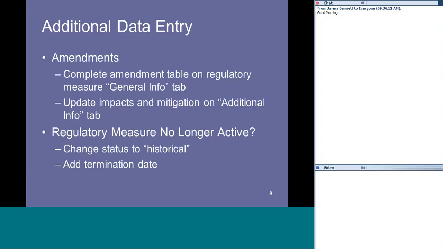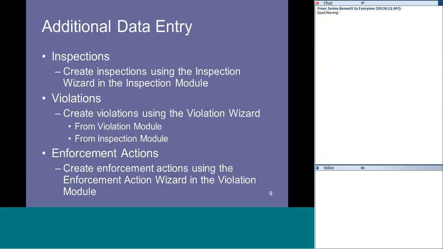The next one is, what if your regulatory measure is no longer active? And again, you go back to the base regulatory measure like the one we just created. You change the status to historical and add a termination date. And then that flags it as saying we're no longer actively regulating this site or this project.